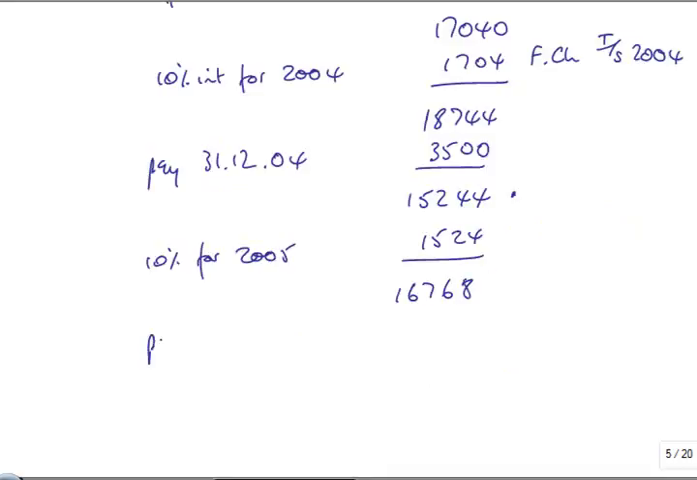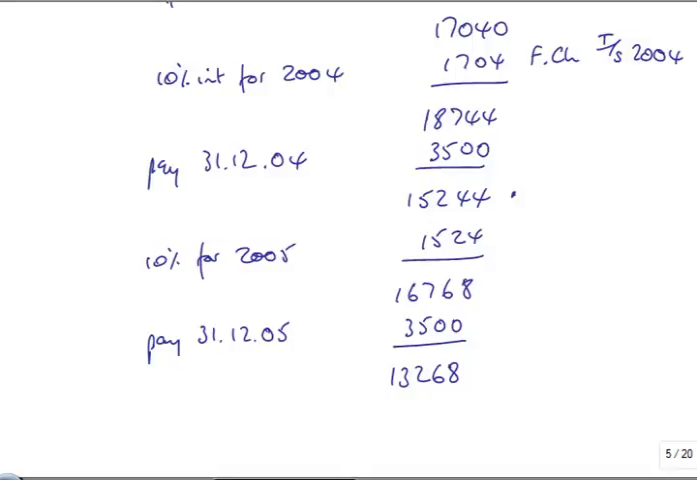I don't believe I'm hearing calculators being used. Okay. The obligation at the end of 2005 is 13,268. 1,524 is the interest for the second year. You see, it's different, obviously, than 1,704 for the first year. As each year goes by, the interest element of each installment will reduce. The capital element will increase.